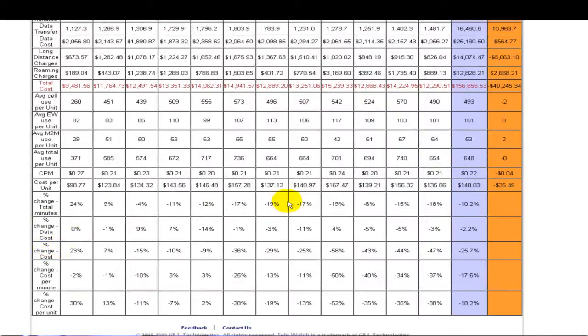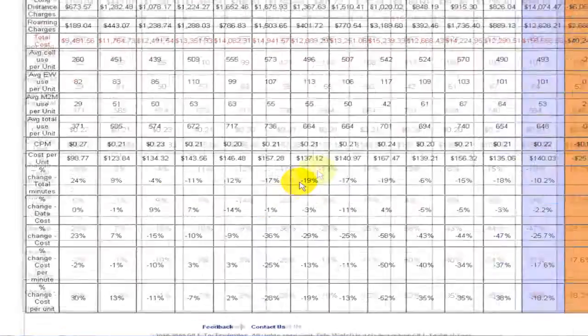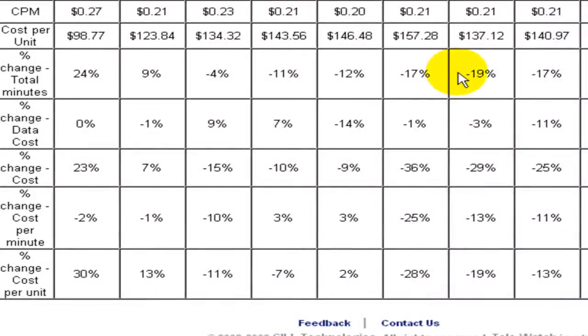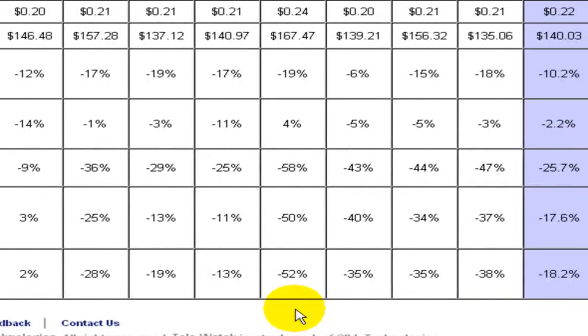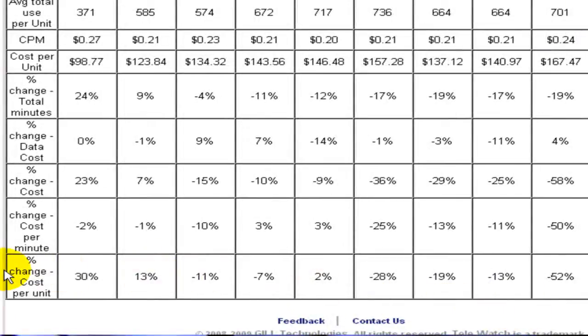Obviously, what we want to see happening in all of these cases is that we want to see these numbers decrease, apart from total minutes, because if total minutes is increasing, generally that means that your business is expanding or growing, you're using more. But for the costs, whether it's cost of data, the total cost, cost per minute, or cost per unit, we want to see these numbers continuing to decrease. Anytime there's an increase in one of these numbers, it's well worth looking into further, checking your bill, trying to see what specifically is going on.